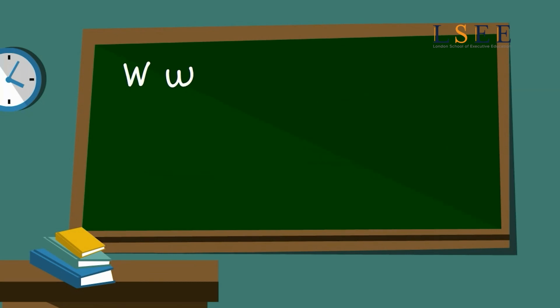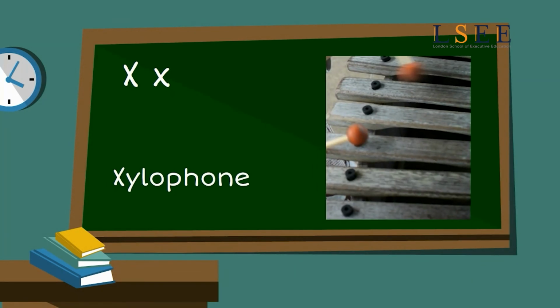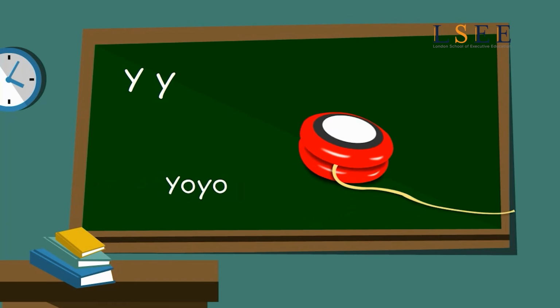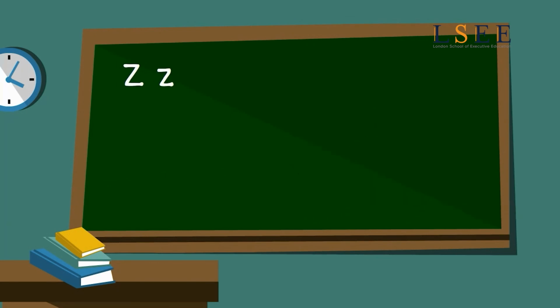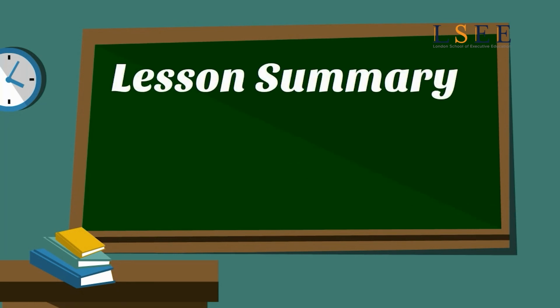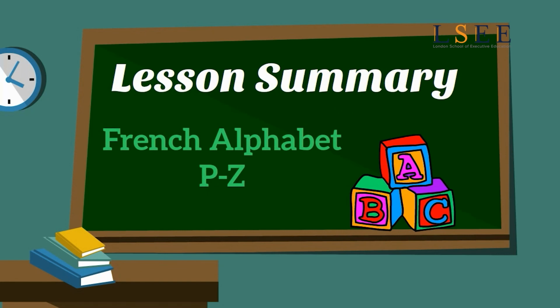W, wagon. X, xylophone. Y, yo-yo. Z, zéro. In this lesson, you learned the alphabet in French from P to Z.